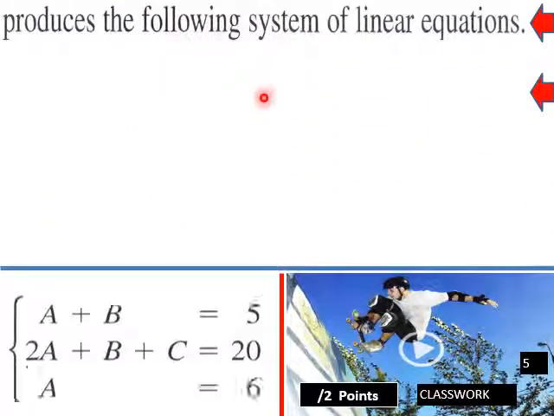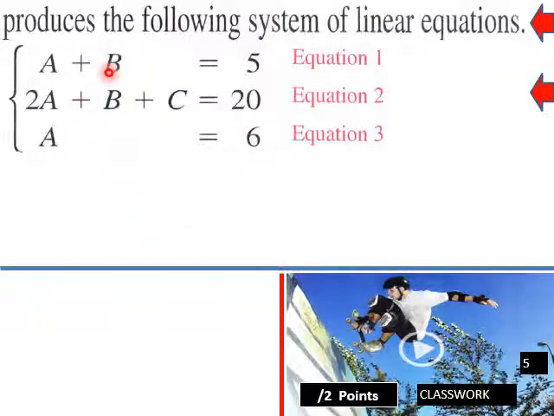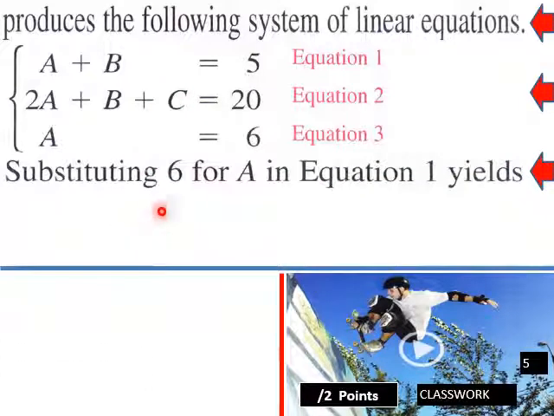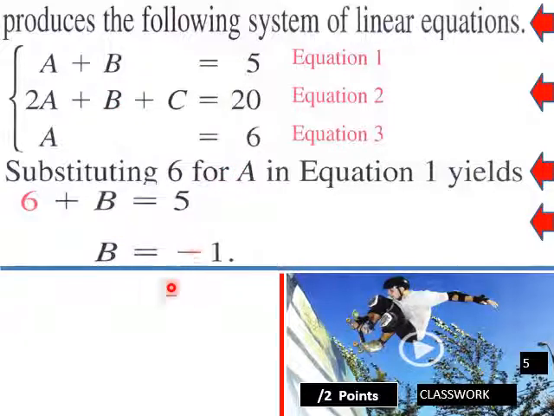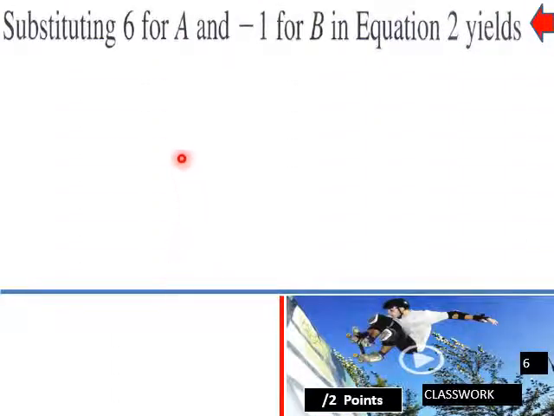This produces the following system of linear equations. A plus B equals 5, 2A plus B plus C equals 20, and A equals 6. So now we have our 3 equations from that decomposition. Substituting 6 for A in equation 1 yields 6 plus B equals 5, so B equals -1. Now we can back substitute that in.